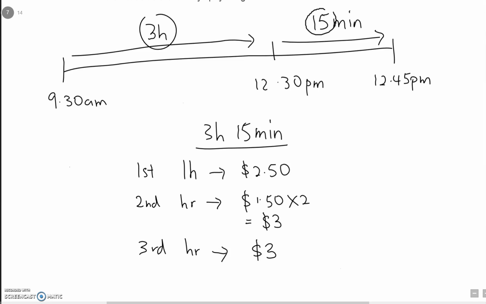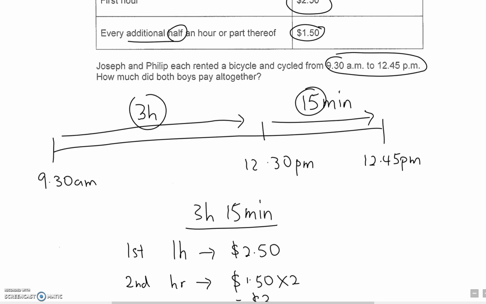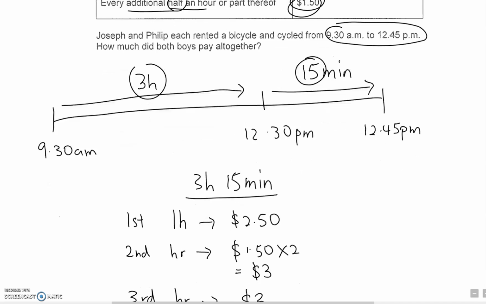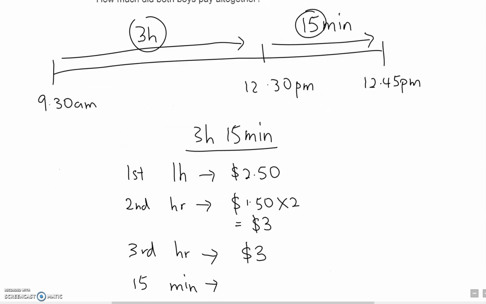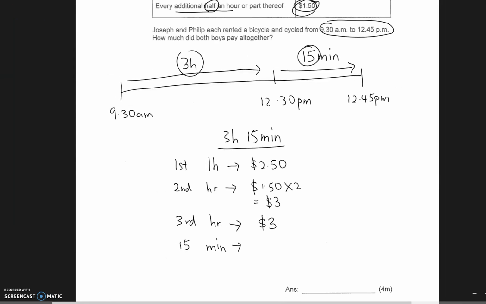Now, the problem is this. They got 15 minutes left, which I have not counted in yet. Even though you have only used up 15 minutes, the rule says every half an hour, you already got to pay $1.50. Although 15 minutes is less than half an hour, in business sense, for businessmen to earn money, they will still charge you $1.50, even though you use only 15 minutes of it.